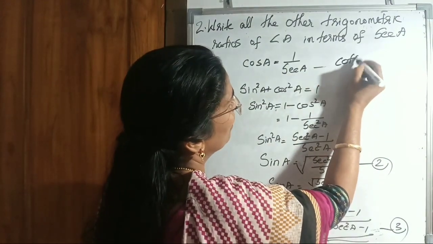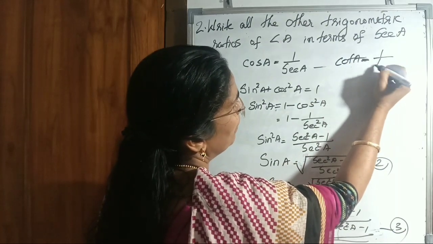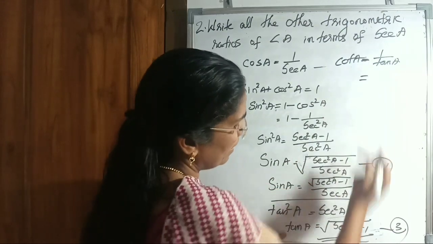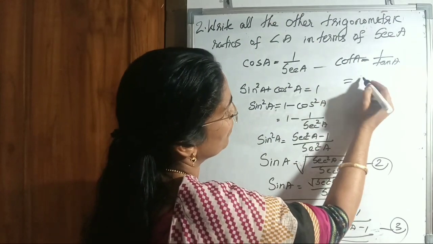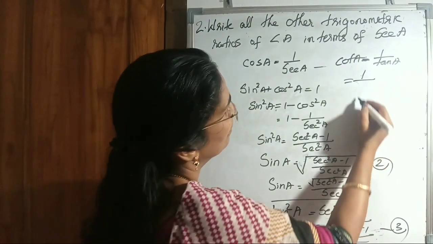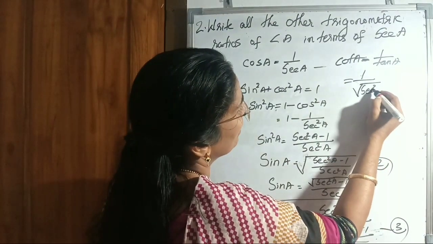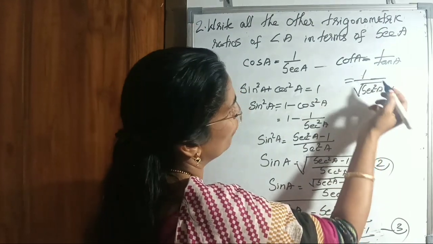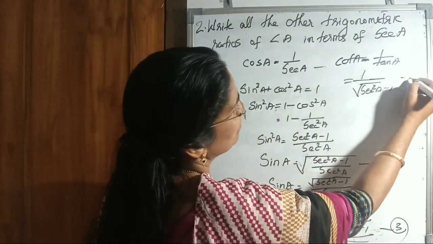Next, cot a. Cot a is very simple. This is 1 by tan a. So what is tan a? Its result we have to take the reciprocal. We have to find out 1 by root of sec square a minus 1. That is cot a. So the fourth one is this one.